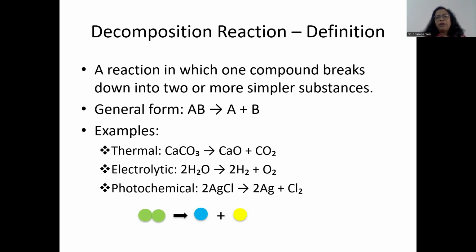Third one is photochemical because it needs light for this chemical reaction. So 2 moles of silver chloride giving rise to 2 moles of silver and 1 mole of chlorine gas.